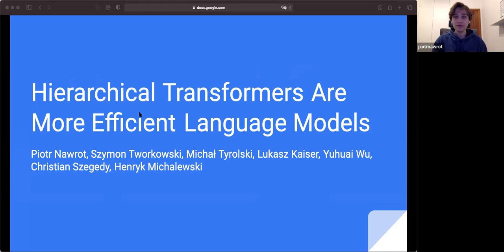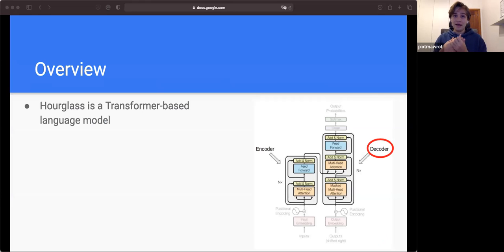My name is Piotr Nawrot, and today I will tell you about the model that we call Hourglass. It's a joint work with my colleagues from the University of Warsaw and our mentors from Google Research and OpenAI. Quick overview: Hourglass is a transformer-based language model.